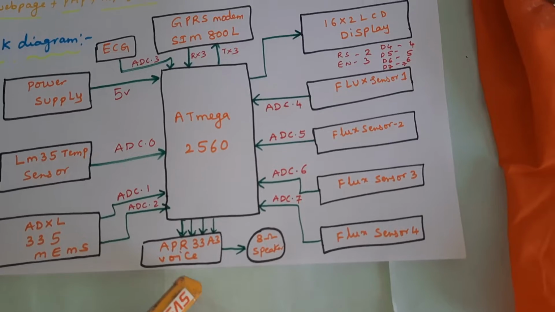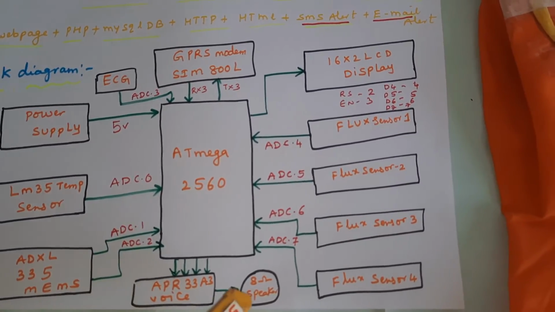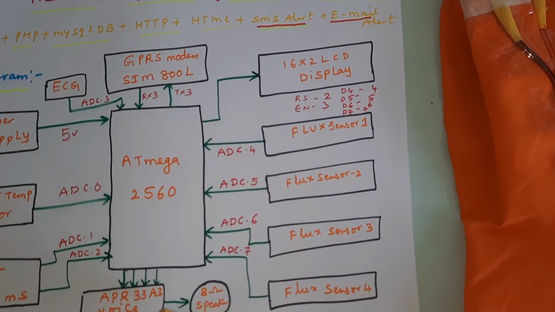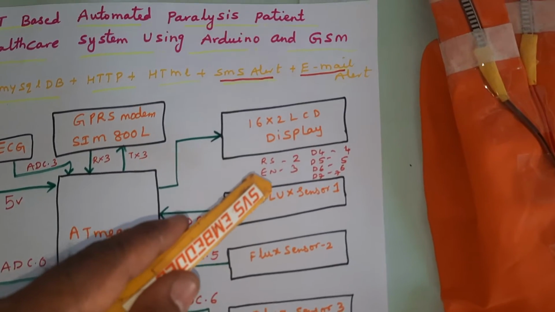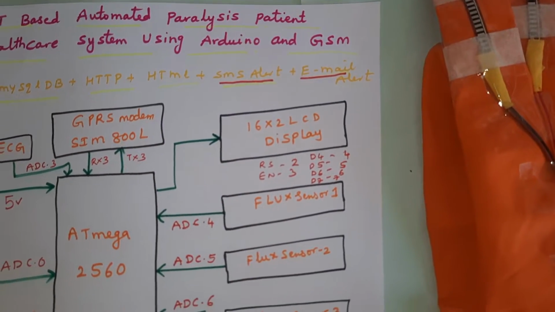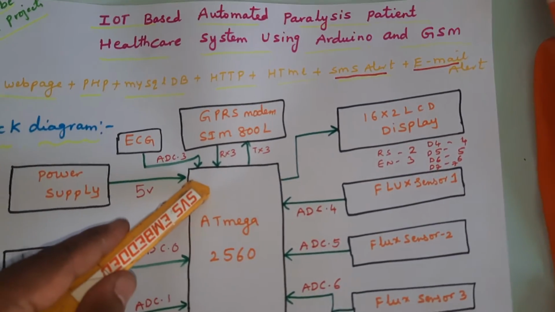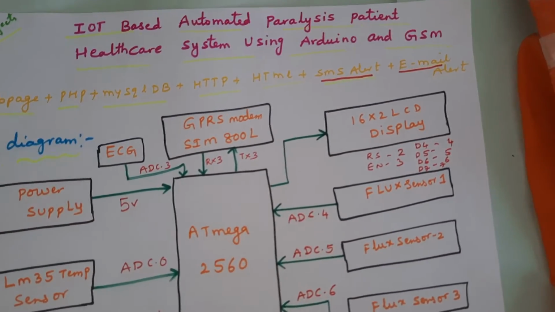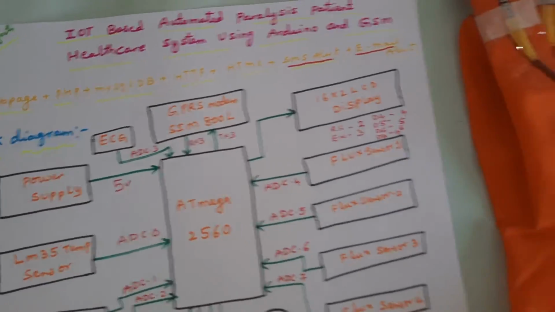APR 33A3 voice recording and playback IC. So whatever the flux bending, the corresponding voice should be output. A 16 cross 2 LCD display uses RS, enable, D4, D5, D6, D7 as LCD data lines. GPRS is connected to RX3 and TX3, serial communication 3.